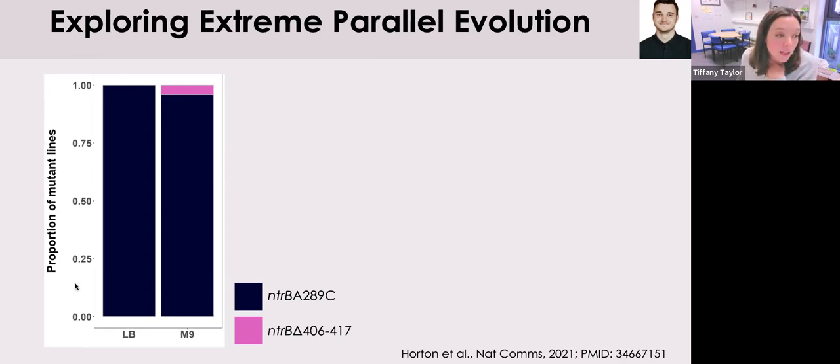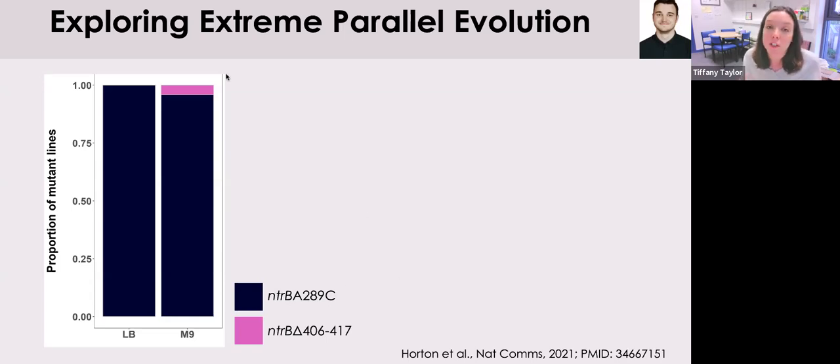The y-axis here is showing the proportion of different mutants that we recovered from sequencing those motile evolved isolates. This is in LB, which is a rich media, or M9, which is a minimal media where ammonium is the only nitrogen source. Each color corresponds to a different mutation type. Hopefully what you can see from this graph is that overwhelmingly a single mutation was dominating our mutational spectrum, and this was an A to C transversion at site 289 in gene NtrB.